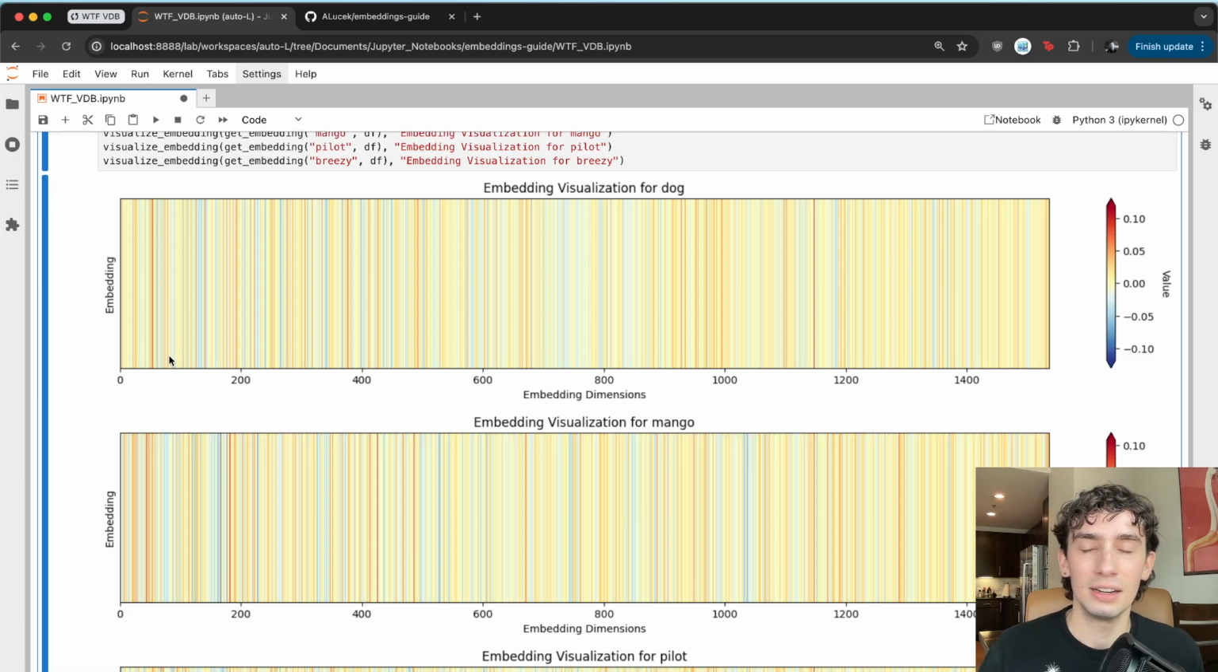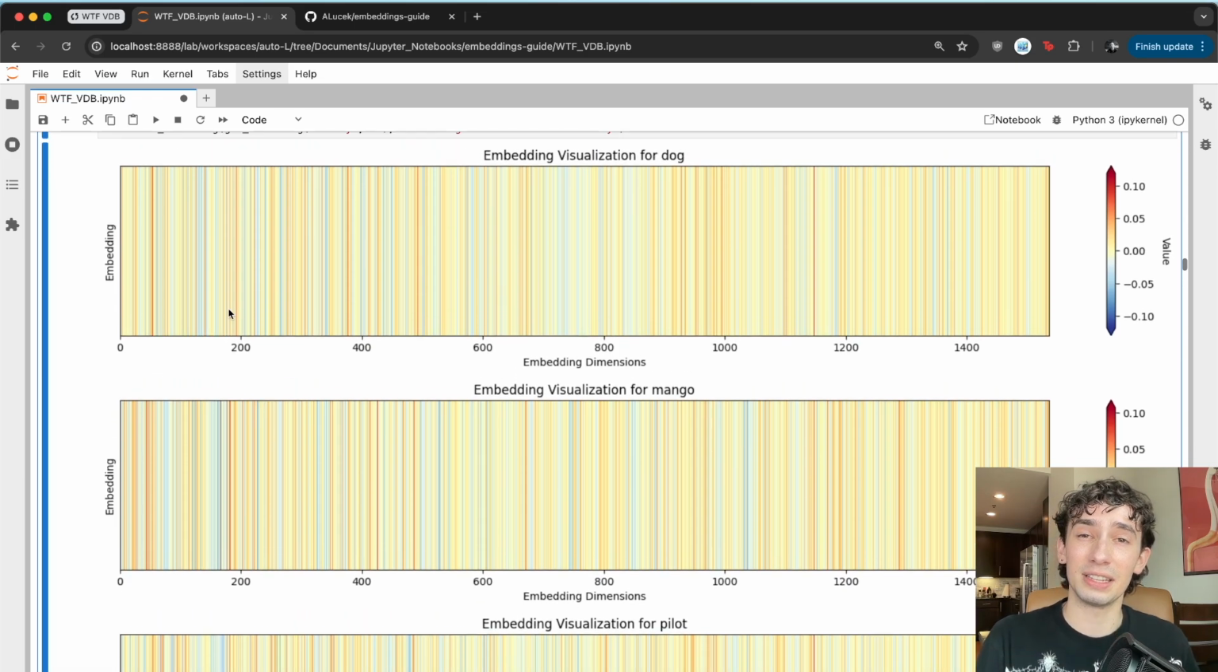Or around here, it's a little bit hard to say with these machine learning things what the actual values mean, since it is something that's learned through this training process. But we can see that the embedding for dog is not the same as the embedding for mango. There's a lot more higher values here. There's a lot more lower values here in comparison. There's a couple different similarities, but this dimension right here is really red, whereas that doesn't necessarily exist in the embedding for dog.